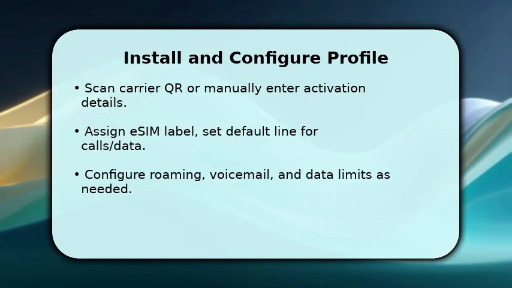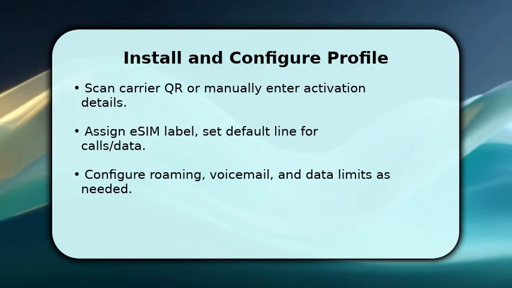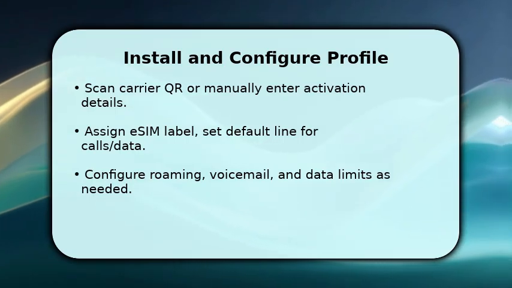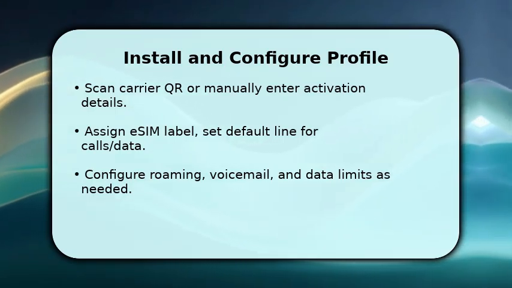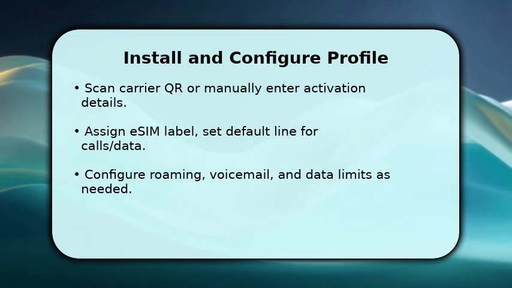After scanning or typing the activation details, the phone downloads the carrier profile. This can take a minute or two, so be patient while it verifies. Once installed, assign a clear label like Work or Travel so you know which line is active.